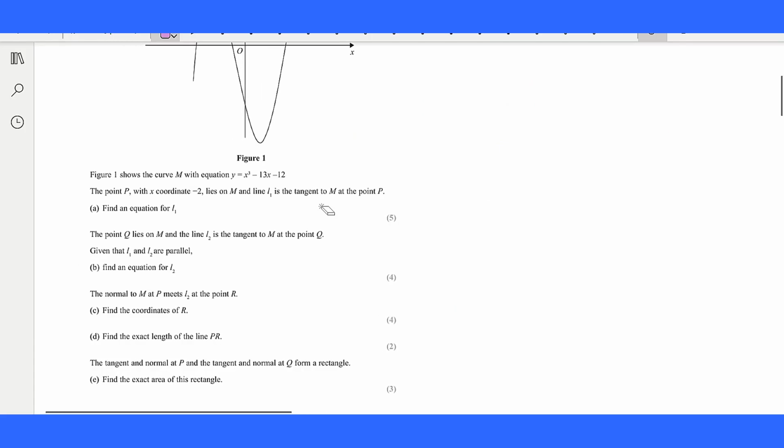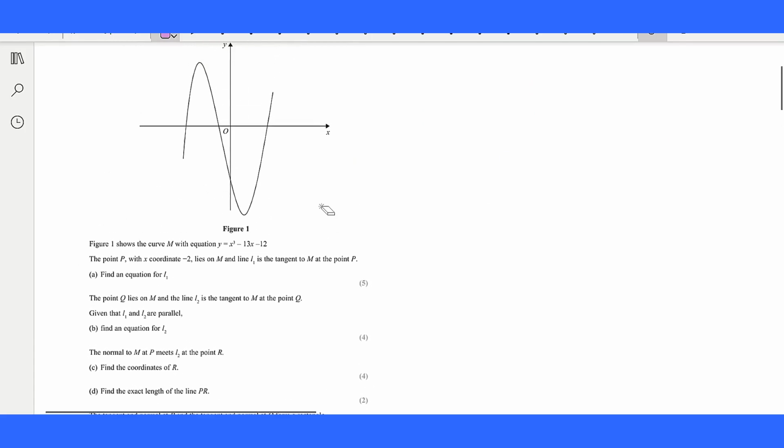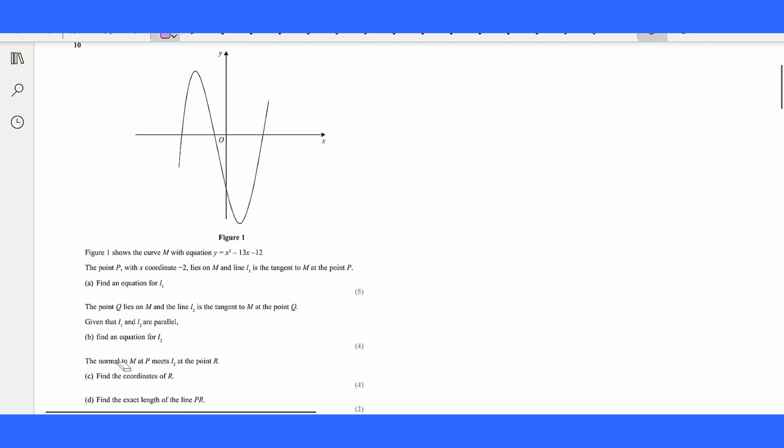Now next we have question C. It says that the normal to M at P meets L2 at point R. Find the coordinates of R. To work this out, we need to sketch a little bit to make it clear where the coordinate of R is.